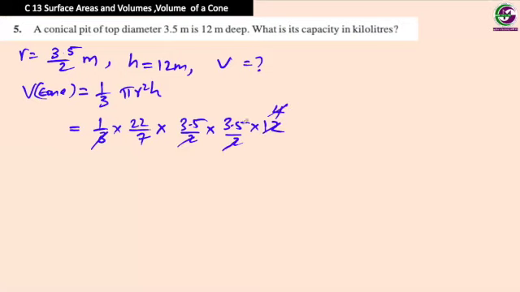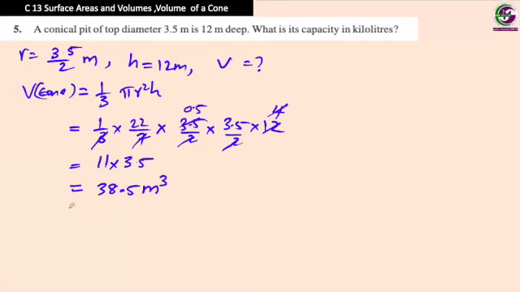which is 1 by 3, 22 by 7, 3.5 by 2, again 3.5 by 2, multiplied by 12. 2, 2, 4 can be cancelled. This will be 0.5. So it is 22 times half, which is 11 times 3.5, 38.5 meter cube is the answer.